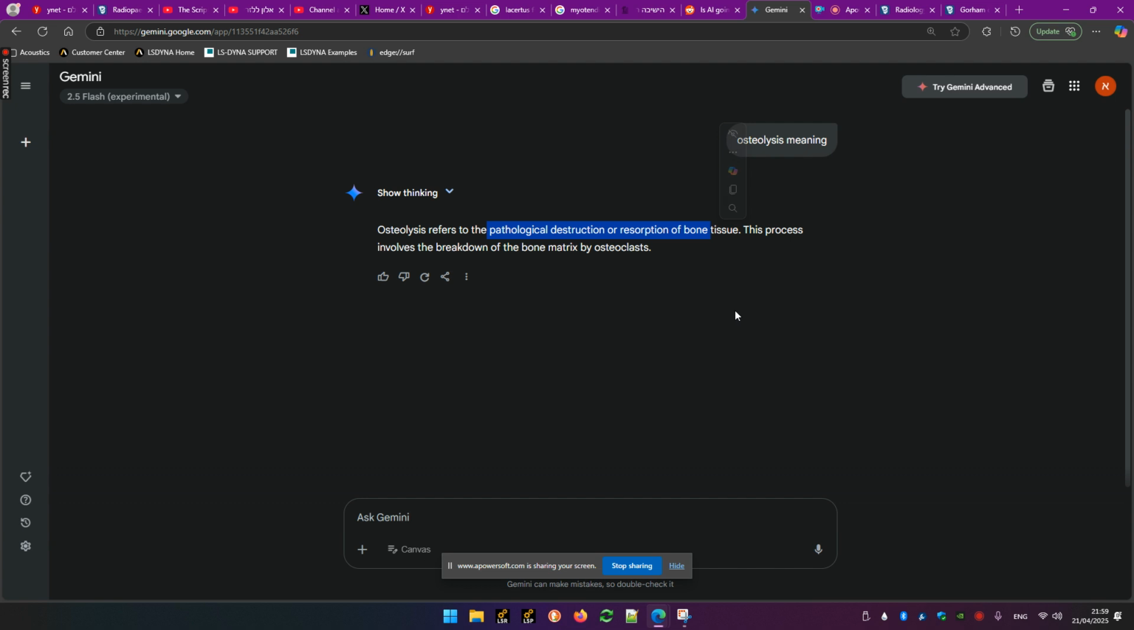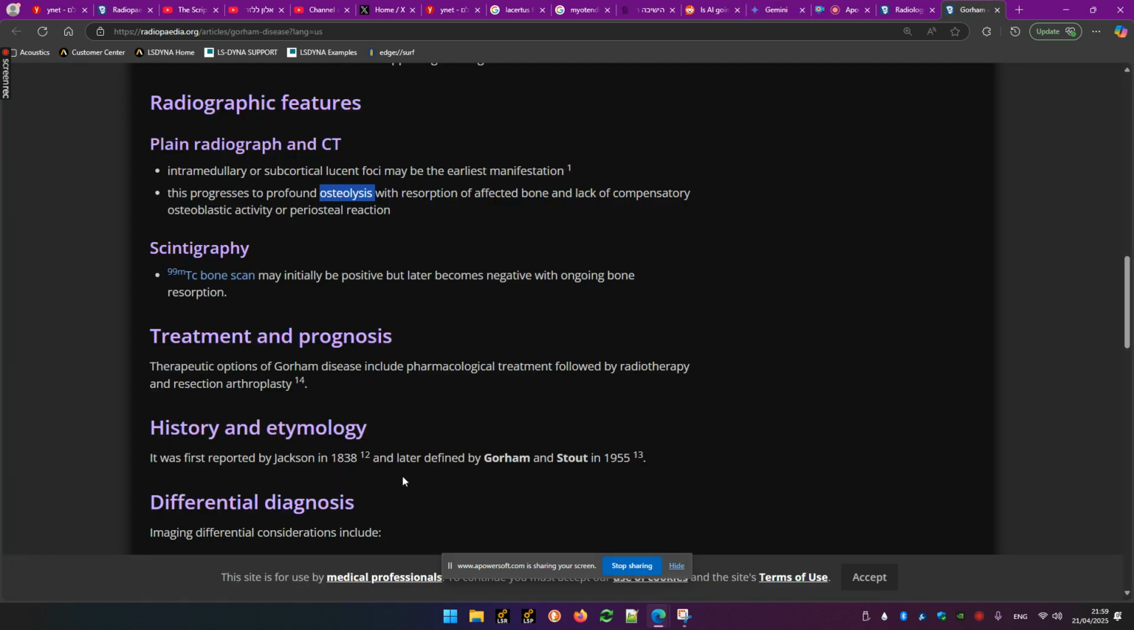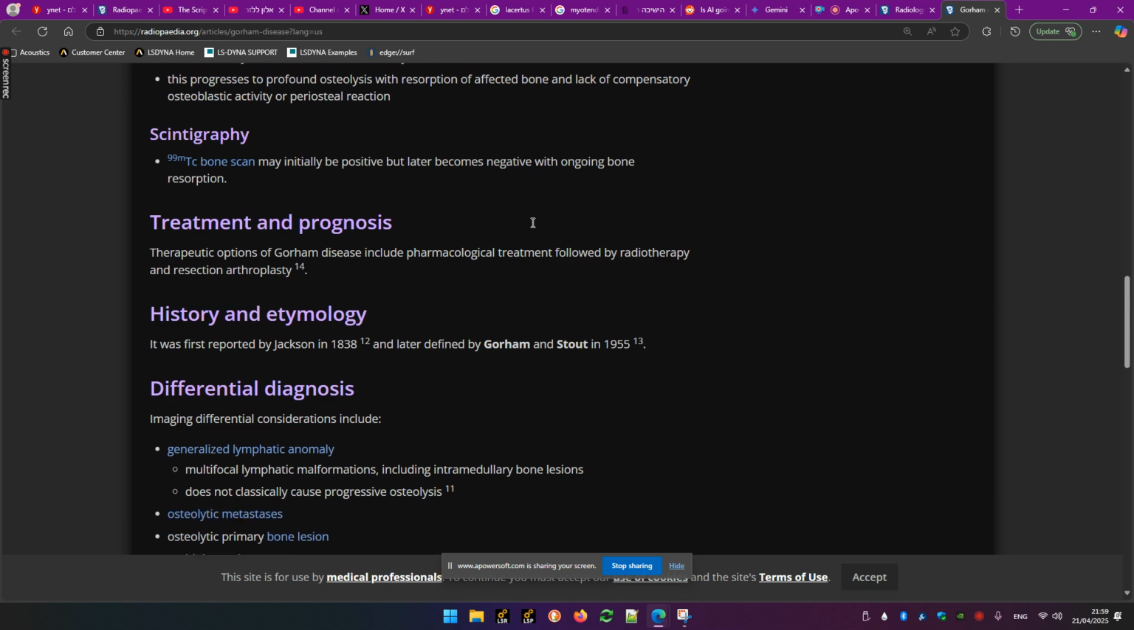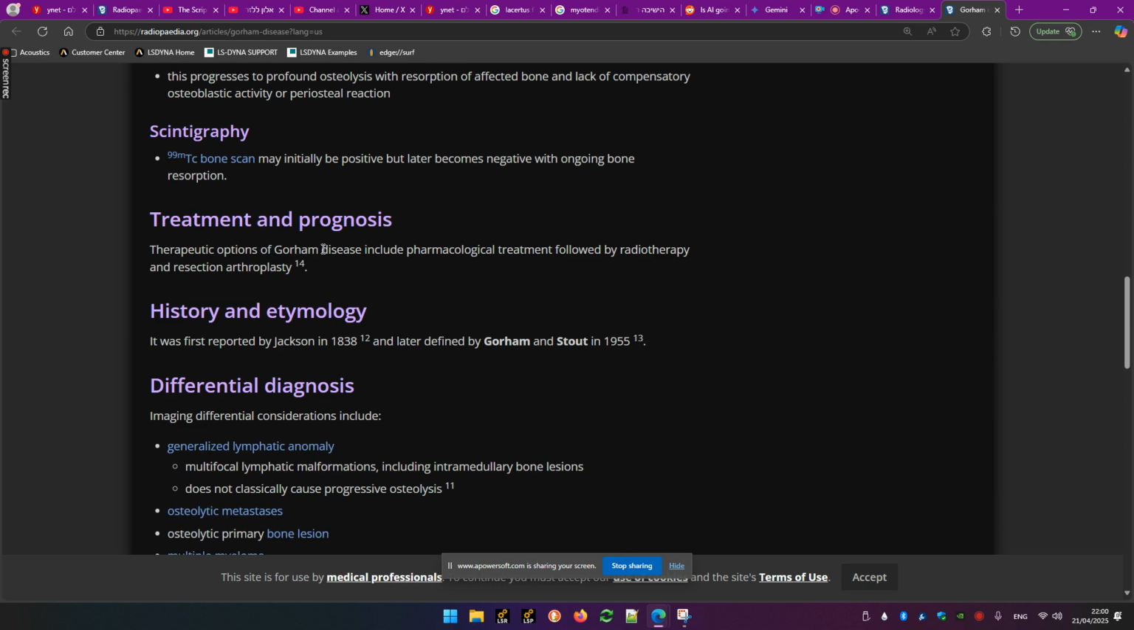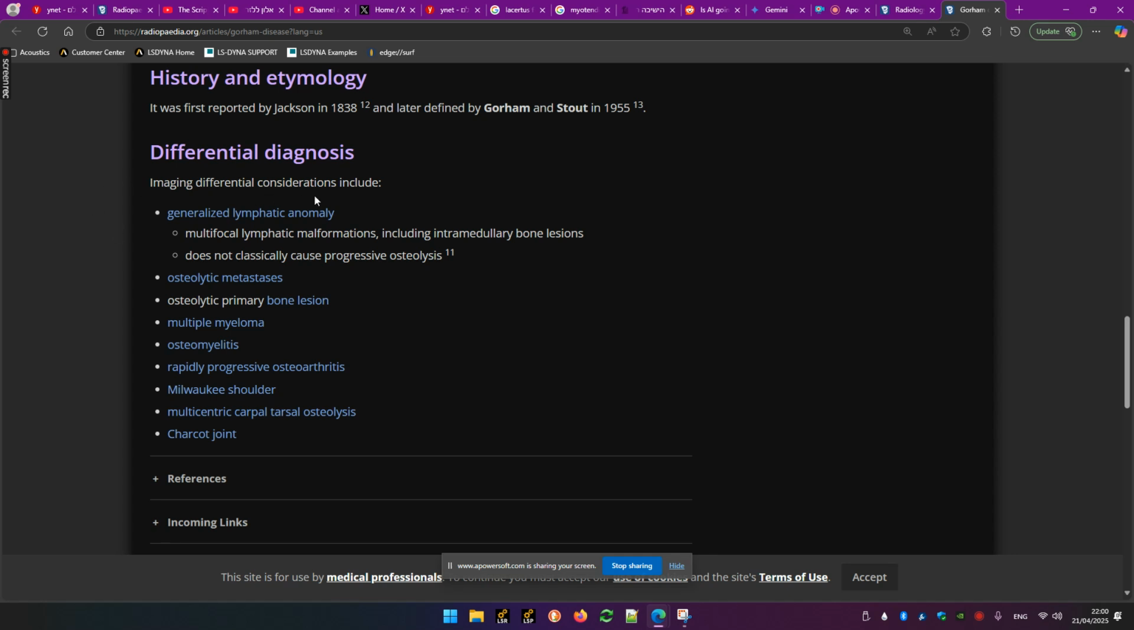Osteolysis is pathological destruction or resorption of bone tissue. As we saw, the mandible was lost with resorption of the affected bone, and there is a lack of compensatory osteoblastic activity or periosteal reaction. Therapeutic options for Gorham disease include pharmacological treatment followed by radiotherapy and resection arthroplasty. The differential includes generalized lymphatic anomaly, osteolytic metastasis, osteolytic primary bone lesion, multiple myeloma with its lytic lesions, and osteomyelitis, which is an infectious disease.